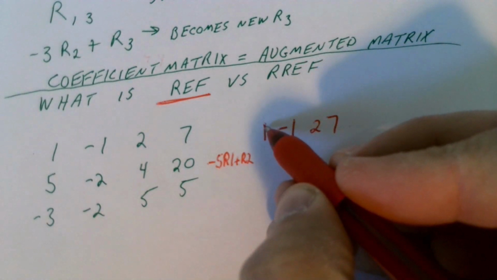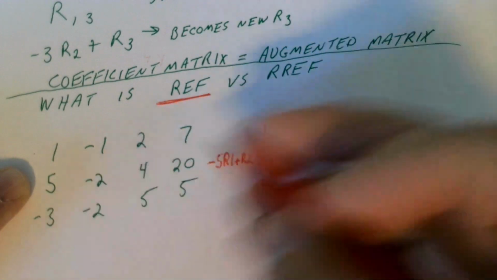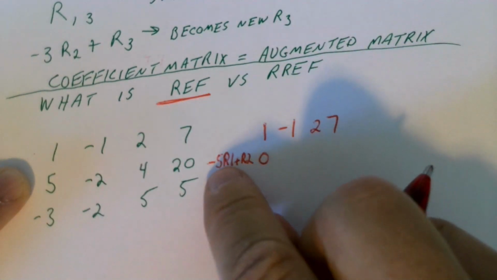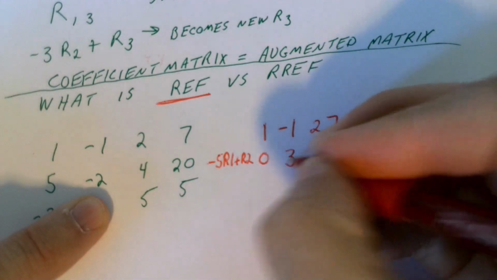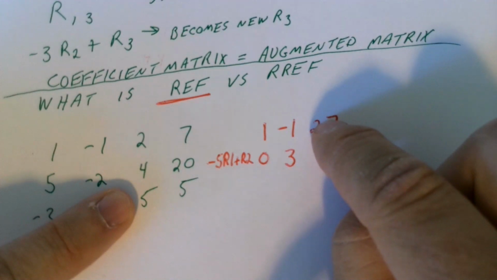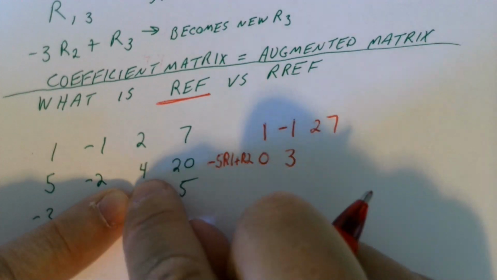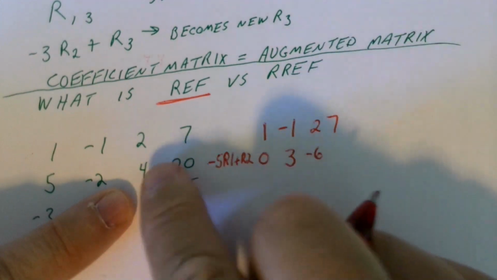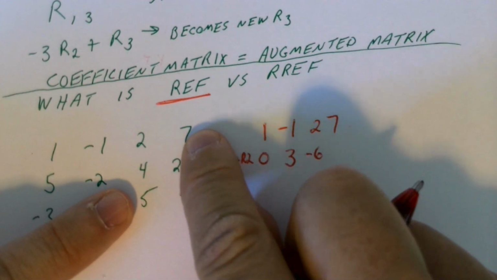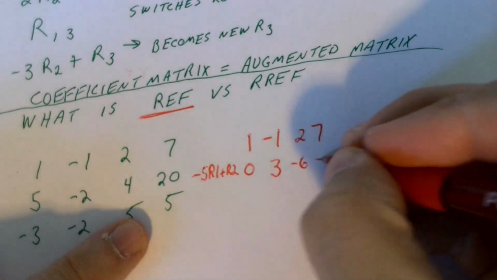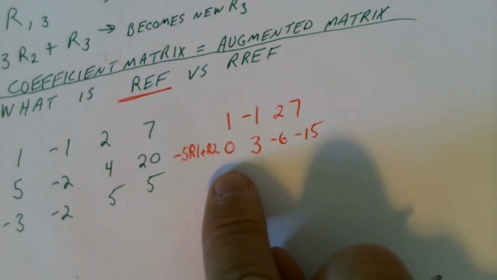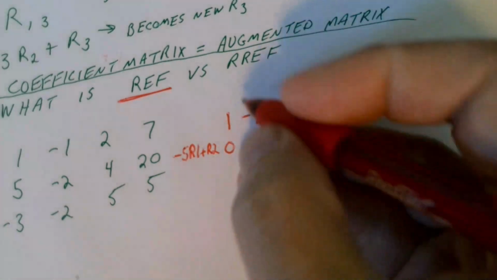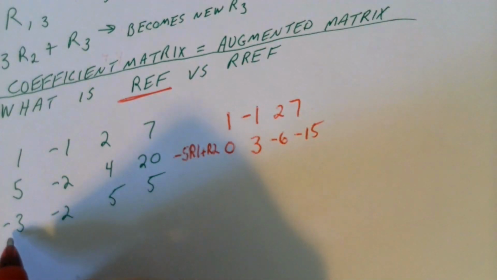Okay? So negative 5 times 1 is negative 5, plus 5 is 0. Now I've got my 0 there. Negative 5 times negative 1 is 5. And plus this negative 2 is a 3. And negative 5 times this 2 is negative 10. Plus this 4 is a negative 6. And negative 5 times this 7 is negative 35, plus this 20 is negative 15. Look at that. So now I need to get a 0 and the 1 below that. So I'm still going to use my top row, and now I need to multiply it by something to kill off a negative 3.